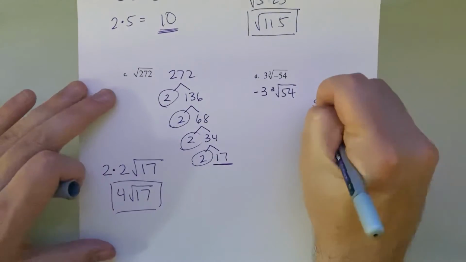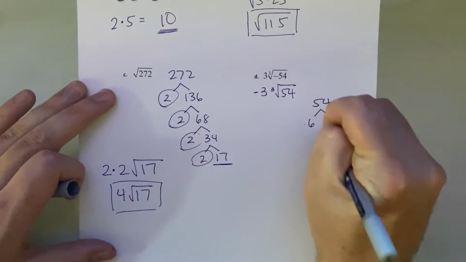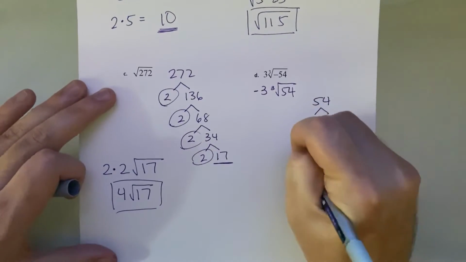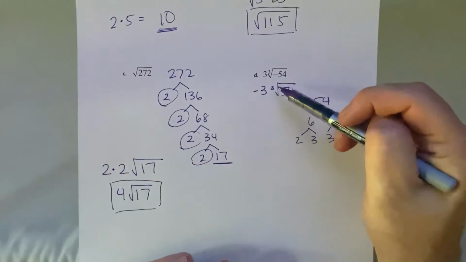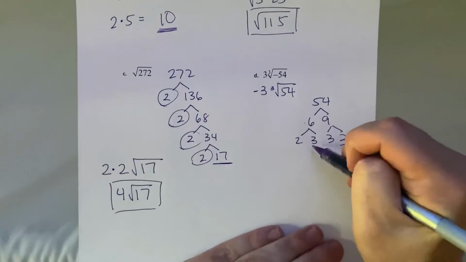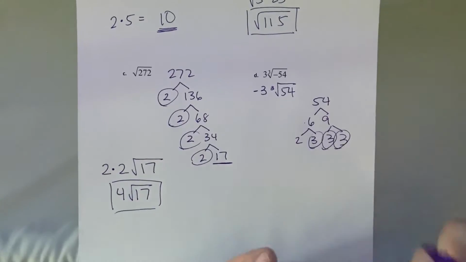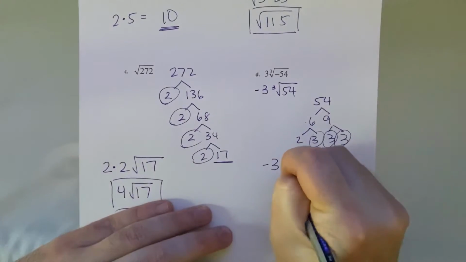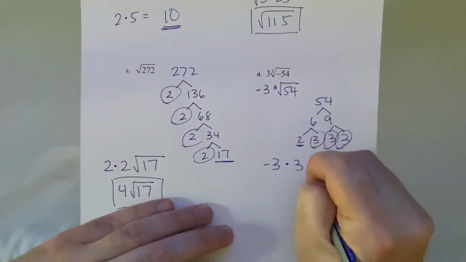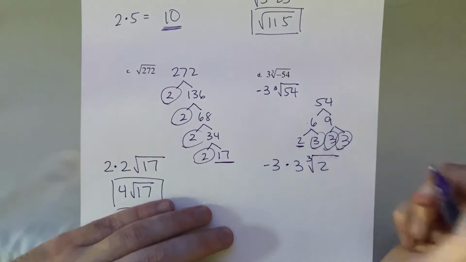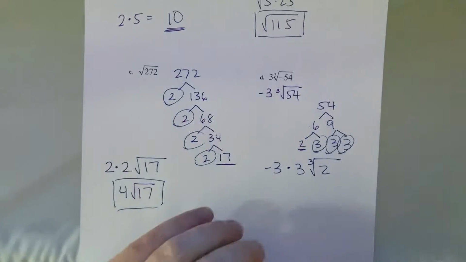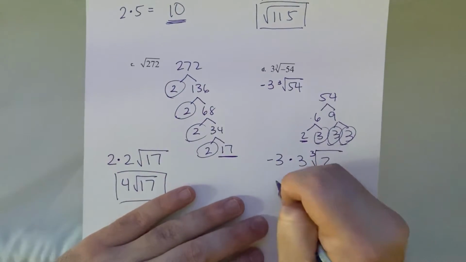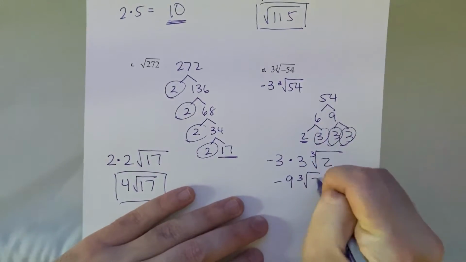If I break down 54, that's 6 times 9. 6 is 2 times 3. 9 is 3 times 3. So because it's a cube root, I need to have 3 of the same thing. I have 3 3's, so that means a 3 gets out. The 2 doesn't have a pair or even a set of 3, so it stays under a cube root, same type of root you had before. Just combine the outside. This is negative 9 times the cube root of 2.